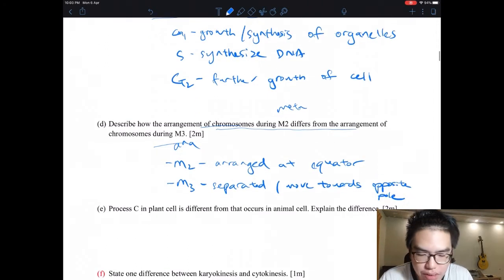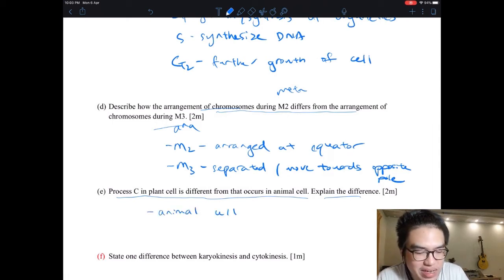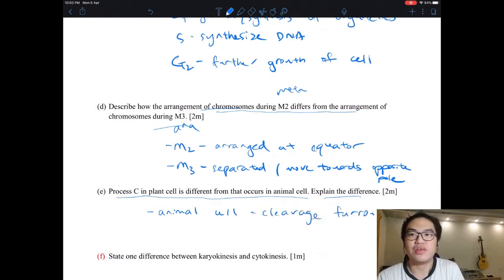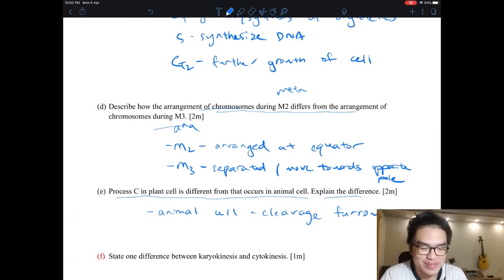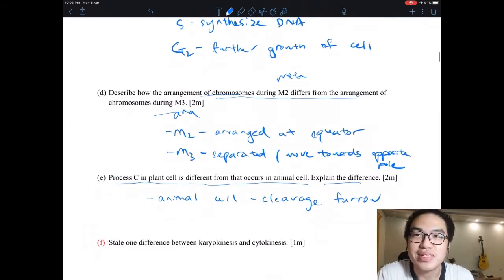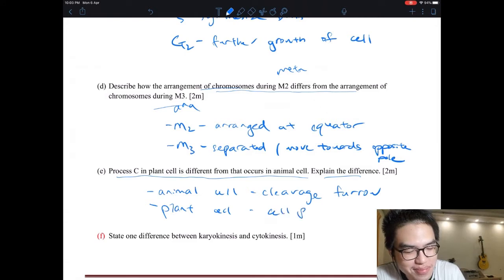Simple. E. Process C is different from that in an animal cell. Explain the differences. Remember, for the animal cell, you have something called a cleavage furrow. I don't have it, my chest is not that big. For the plant cell, this is the cell plate. Refer to the notes, you get it.